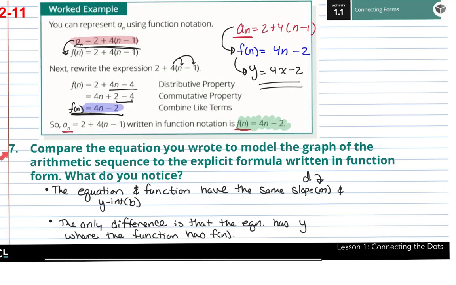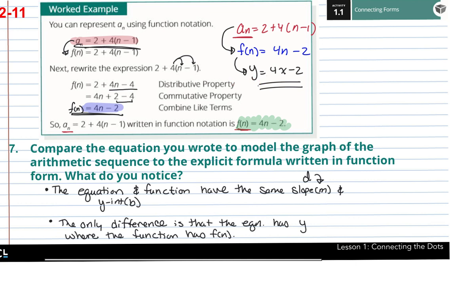Okay, so for question 7, it says compare the equation you wrote to the model, the graph of the arithmetic sequence, to the explicit formula written in function form. What do you notice? Okay, so this is our arithmetic sequence. This right here, the blue one, is our function that they worked out right here. And this is the one that we have from yesterday, the equation from page 10. They want us to compare this one to this equation to this one. This is arithmetic sequence to a function to an equation.